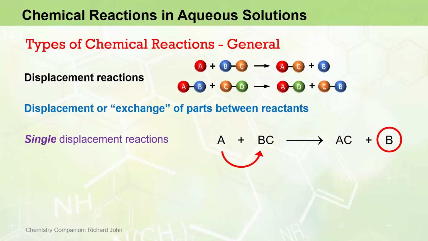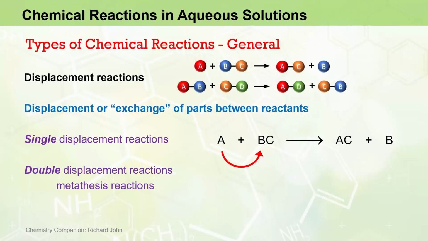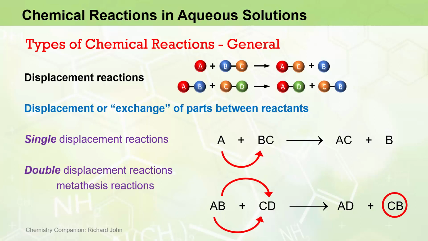We can also have double displacement reactions, also known as metathesis reactions, illustrated by this general reaction scheme here, where the compounds AB and CD react to produce the compounds AD and CB. And what we see here is that element A displaces element C to produce the compound AD. And at the same time, element B displaces element D to form the compound CB.